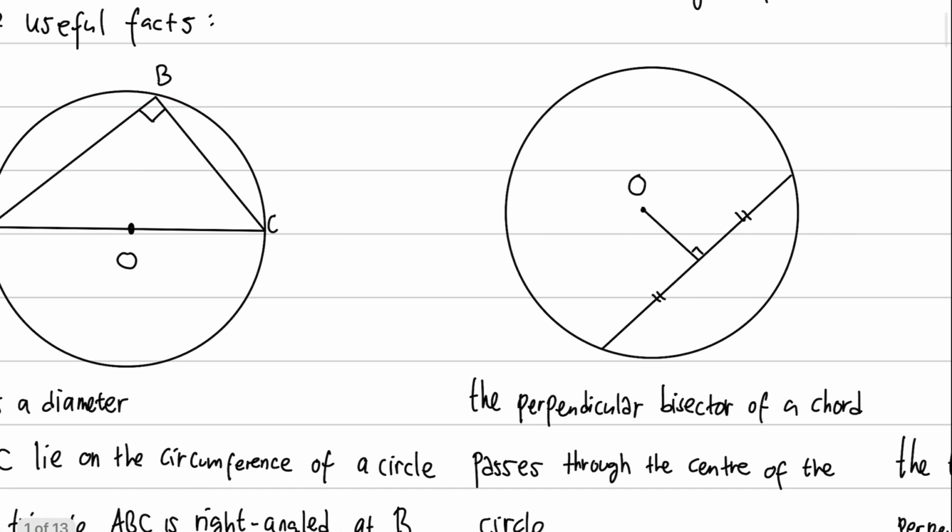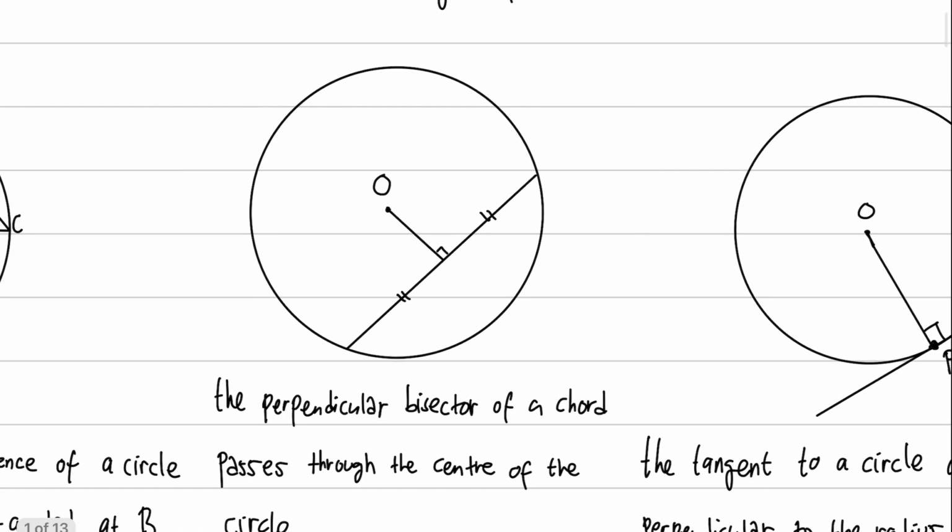The second fact that we have to know is that a chord is a line that cuts inside the circle. If we create a perpendicular bisector that divides our chord into two, that means our perpendicular bisector must pass through the center of our circle.